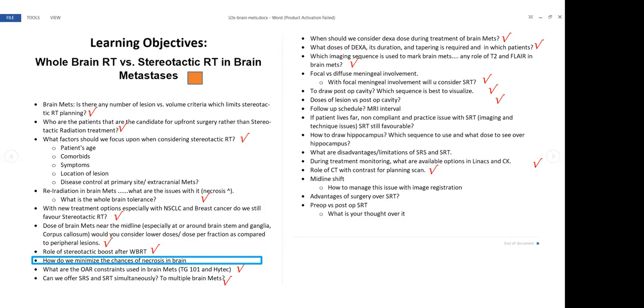And any kind of edema which is causing midline shift. Midline shift, don't treat. Don't do radiosurgery. Don't even go near that patient. Because if you do radiosurgery, even an SRT, that patient is going to have a brain herniation, he is going to die. So midline shift, always first start with supportive care, steroids, mannitol, or debulking surgery if there is an indication.